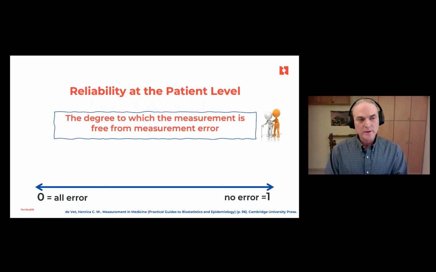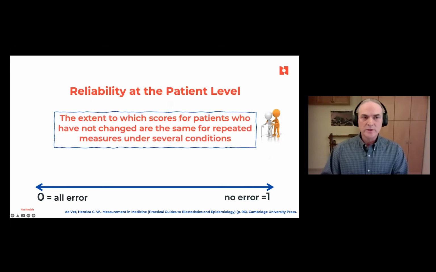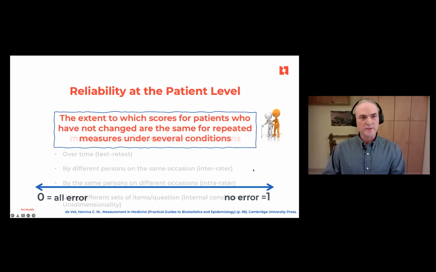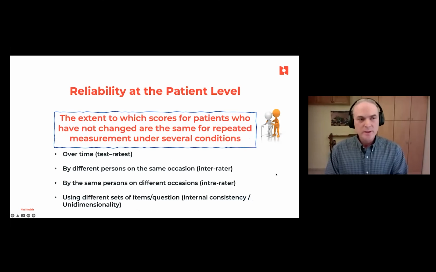We all know that reliability goes from 0 to 1. It's a range, and a 0 would represent a measurement that is all error. 1 would represent a measure that has no error. Typically, obviously, we're somewhere in between. And reliability could also be defined as the extent to which scores for patients who have not changed are the same for repeated measures under different conditions. As you all know, and we're still at the patient level at this point, those conditions could be measurements over time. They could be measurements by different persons on the same occasion, or by the same person on different occasions, etc. So those are the different conditions that we could test reliability for.